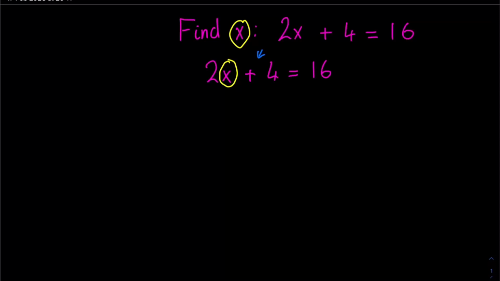So what I'm going to do first is I see that I've got a 2x plus 4. What's the opposite of adding 4? I need to subtract 4, so I'm going to subtract 4 from both sides. That's going to get me 2x plus 4 minus 4. The 4's just cancel, so it's going to get me 2x is equal to 16 minus 4. 16 minus 4 is just 12.